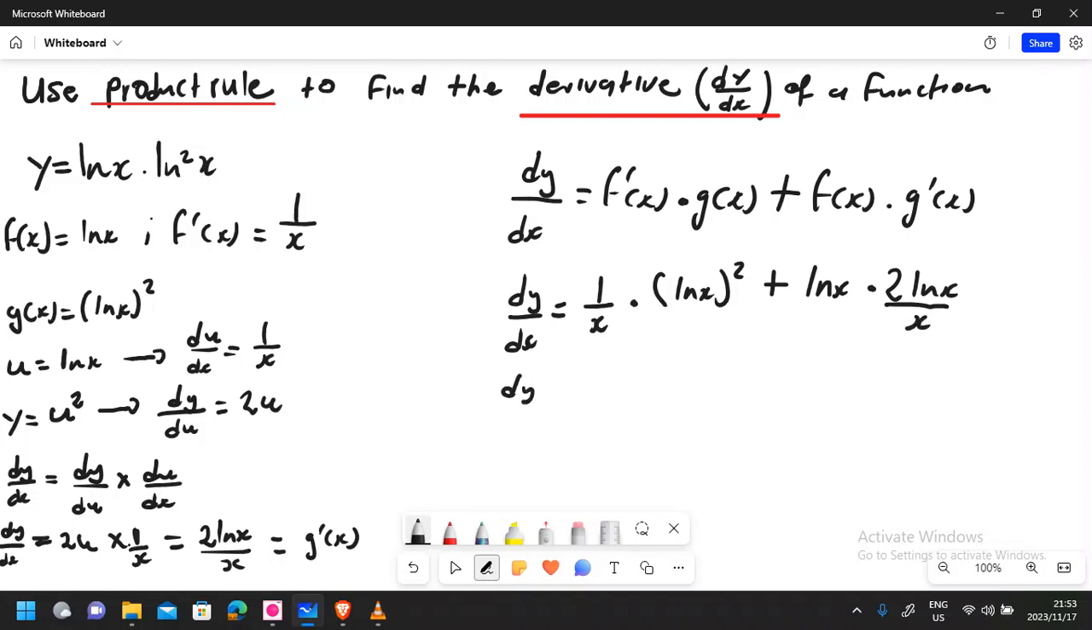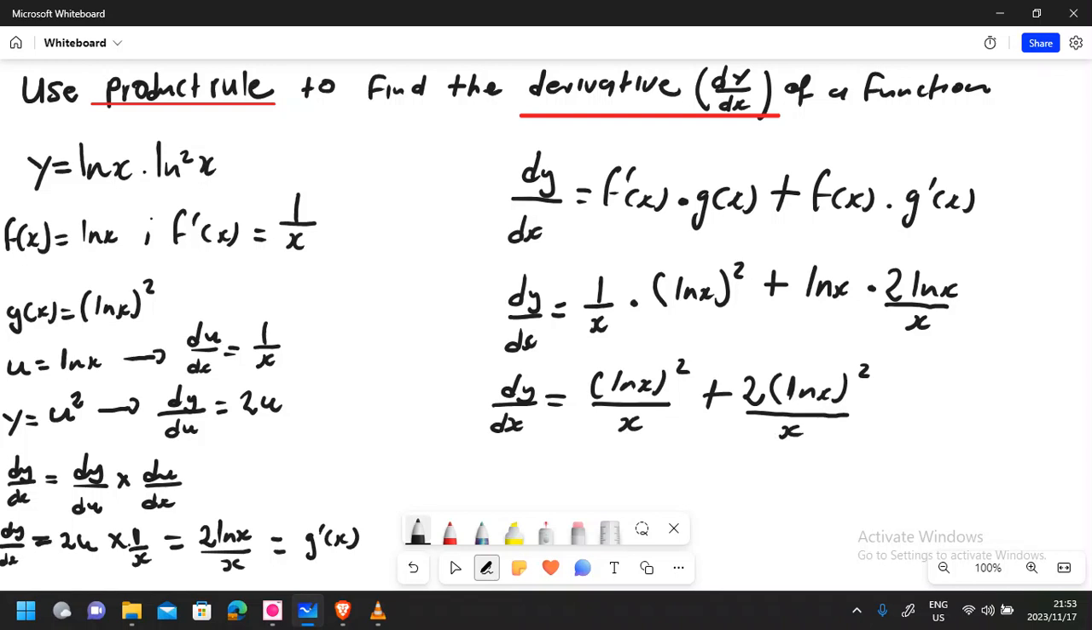Now we need to multiply and simplify. So let's continue. dy over dx. If you multiply here, we're going to have a natural log. Let's just continue. And I have open bracket natural log x, then squared over x, right? And then plus. Now look, we have 2 here, so we can say 2 natural log multiplied by natural log. This is going to be natural log x, then squared. Remember, they both have x, and then divide by x.